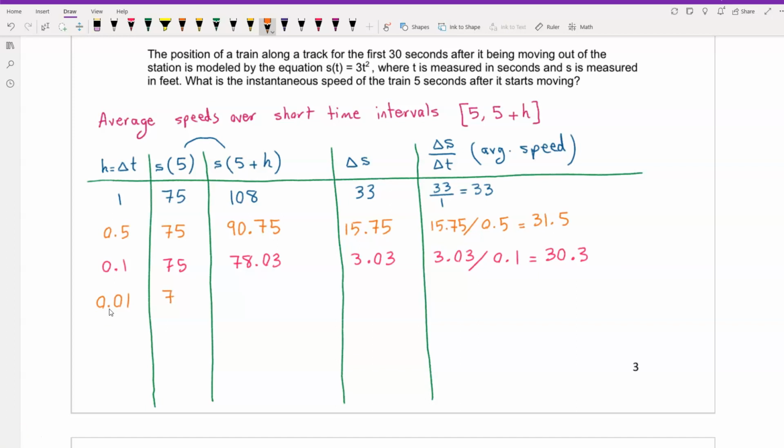So for a smaller number, here we have 0.01. Here again we have 75. In this case we have s of 5 plus 0.01. So for t we have 5.01.